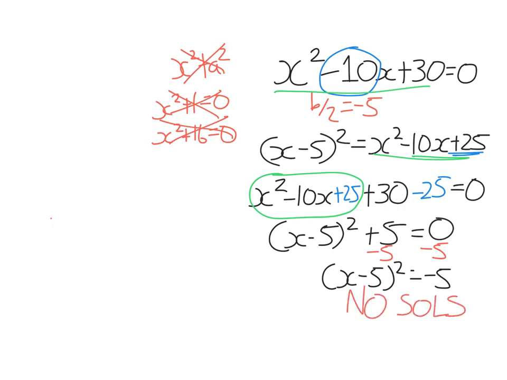You can also double check your answer by checking the discriminant. So the discriminant of this is b squared minus 4 by a by c, which is negative 20. Negative discriminant means no solutions.